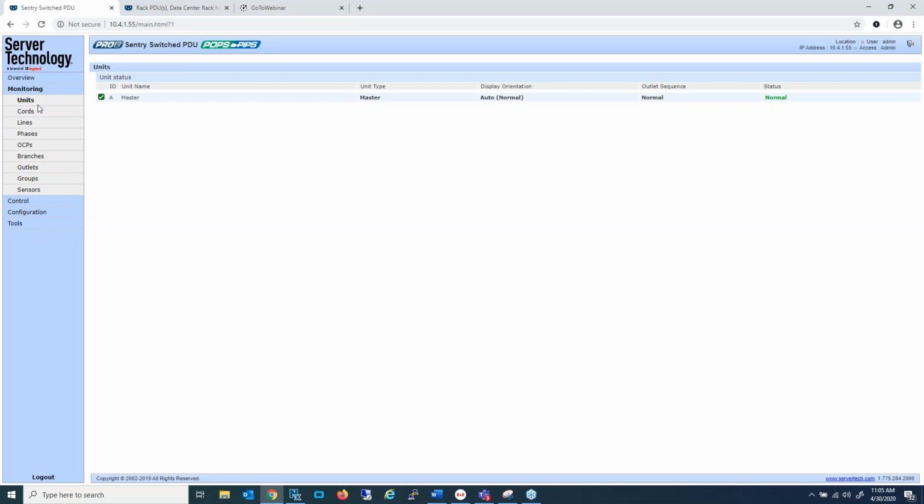Of this list, the important things relative to today's topic will be lines and branches. Those are the two whose values we'll look at and whose thresholds we'll set, related to what is capable of causing an overcurrent protector, whether that be your upstream circuit breaker or a circuit breaker or fuse in the PDU, to trip and cause an outage. So we're going to start by looking at lines.